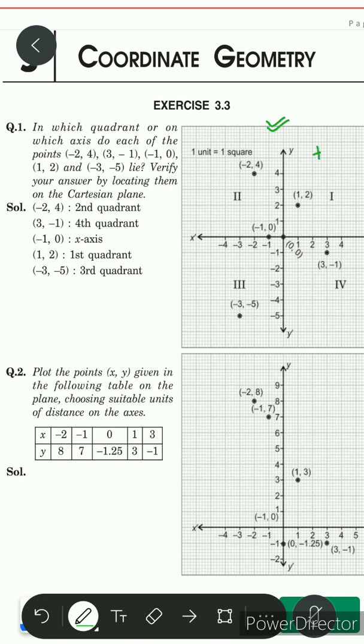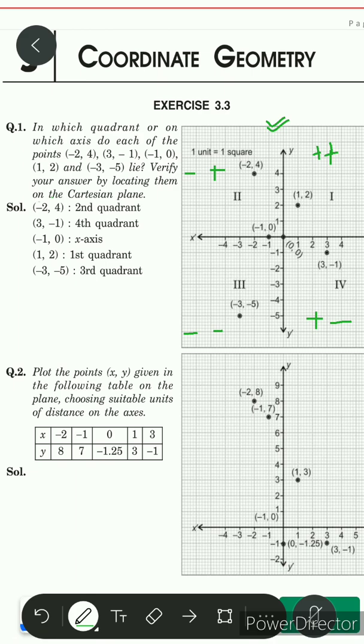In the first quadrant, x and y both are positive. In the second quadrant, x is negative while y is positive. In the third quadrant, both give negative values. In the fourth quadrant, the x value is positive but y is negative. Carefully look at the signs given with the values, negative and positive.